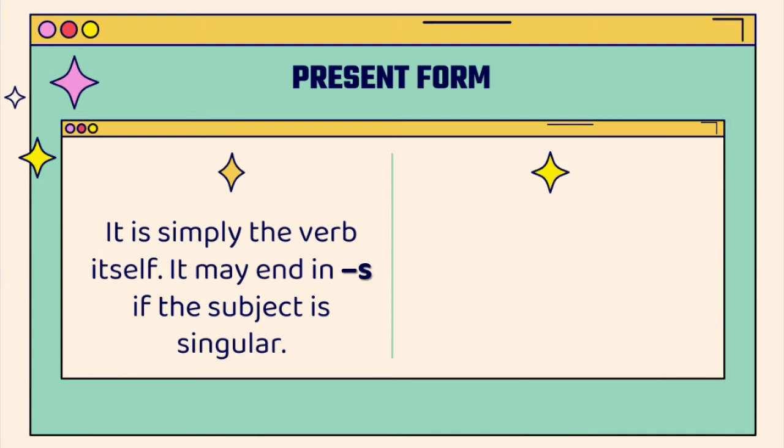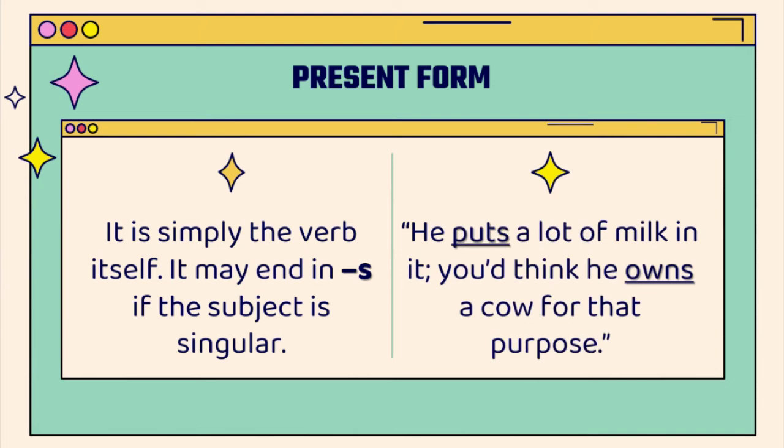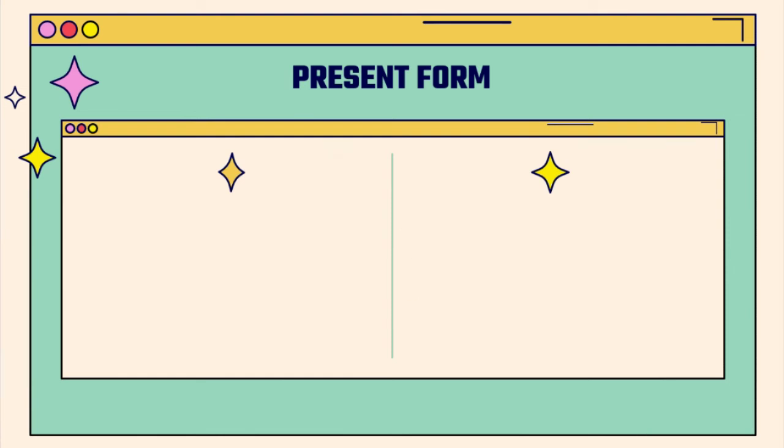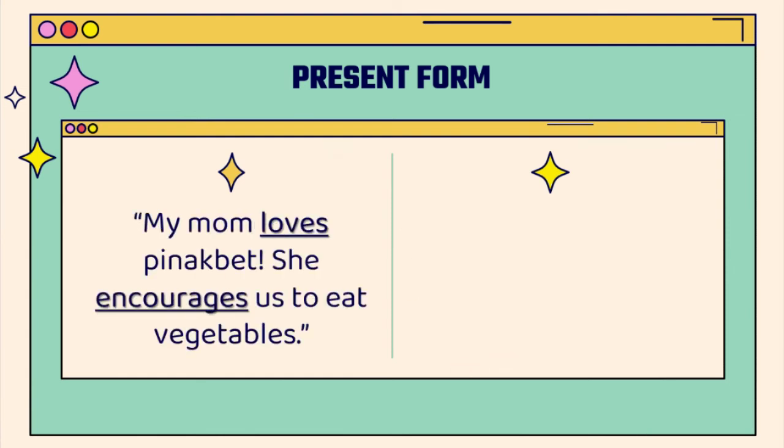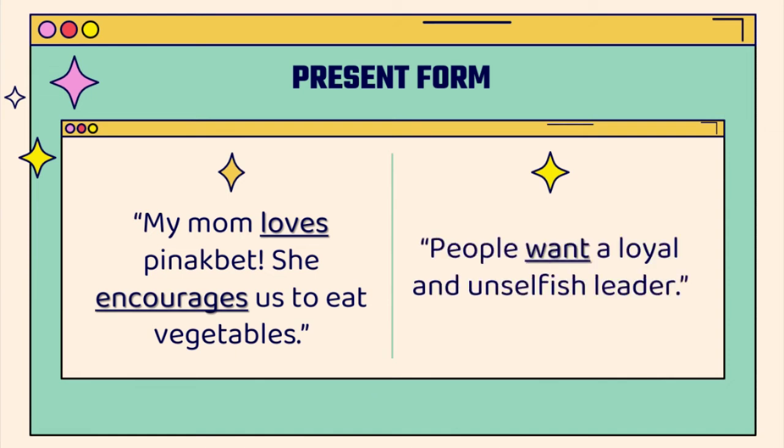For example, he puts a lot of milk in it. You'd think he owns a cow for that purpose. Other examples are, my mom loves pinakbet. She encourages us to eat vegetables. People want a loyal and unselfish leader. Here, the word people is a plural noun. Therefore, it needs the third person plural form of the verb want.